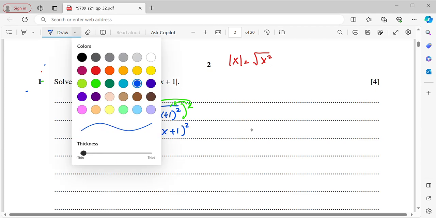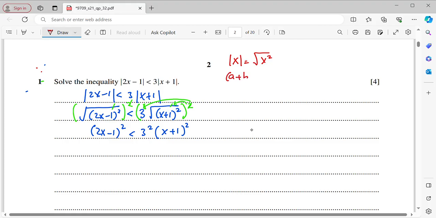Now expand this using the expansion of the square of a plus b, which is a squared plus 2ab plus b squared. From here, you will be getting the square of 2x, which is 4x squared. Then 2ab, that means 2 times 2x times minus 1, that is negative 4x. Then the square of minus 1 is plus 1. Less than 9 times the bracket (x plus 1) squared, which expands to x squared plus 2x plus 1.